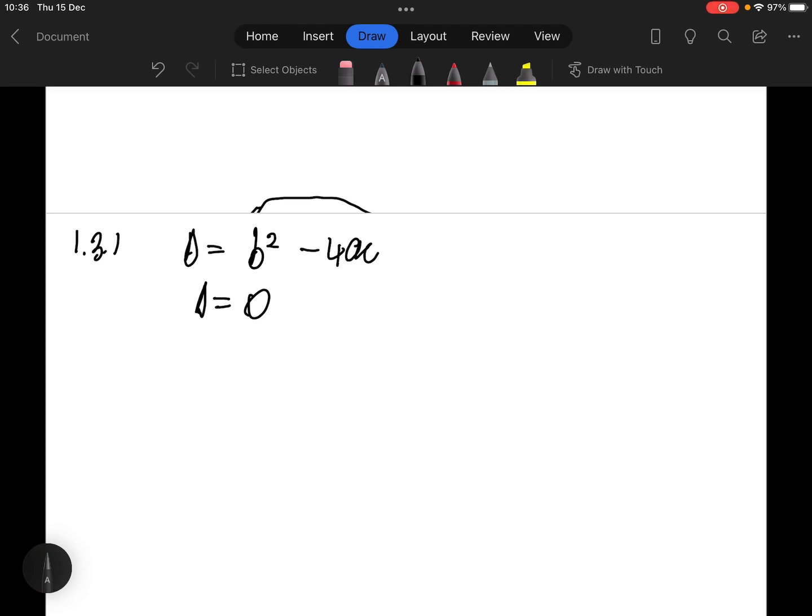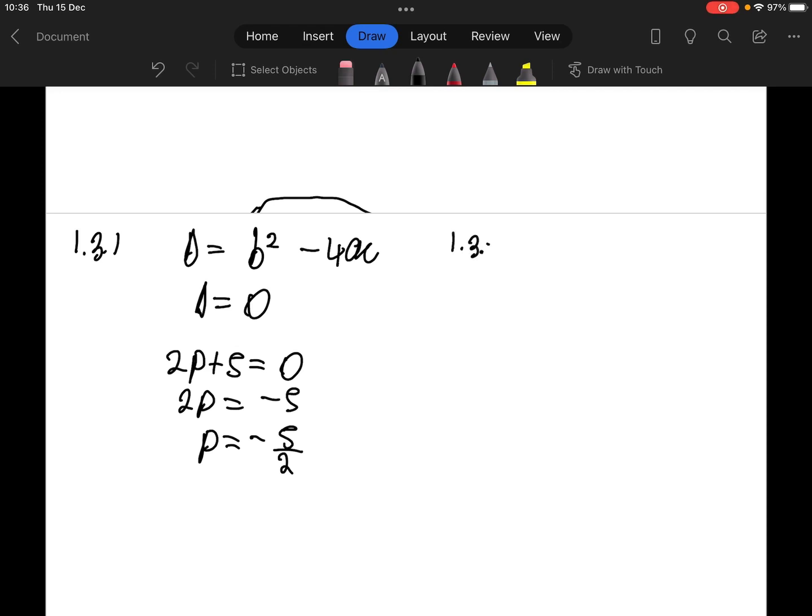Okay, so just removing the square root, we're left with 2p plus 5. And because it must be equal roots, it's equal to 0. 2p is equal to negative 5. Therefore, p is equal to negative 5 over 2.